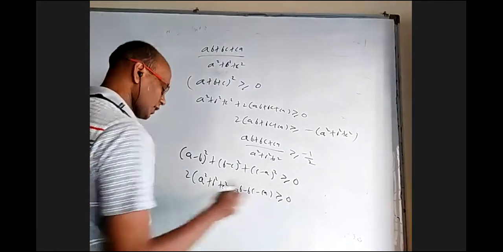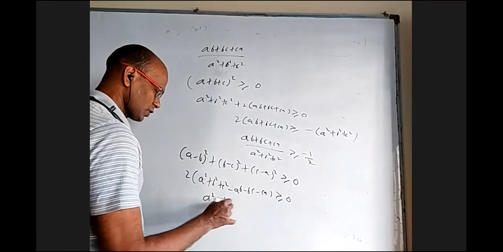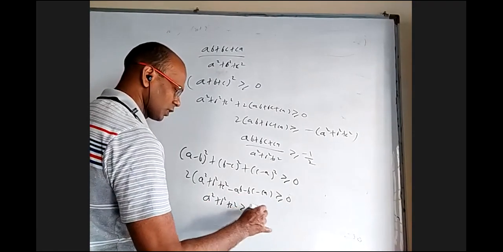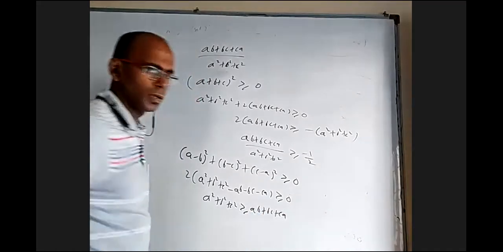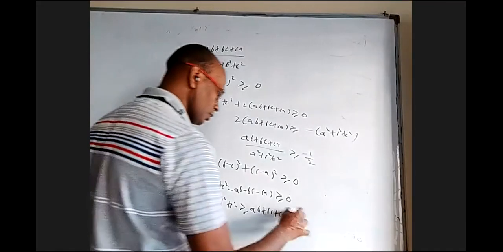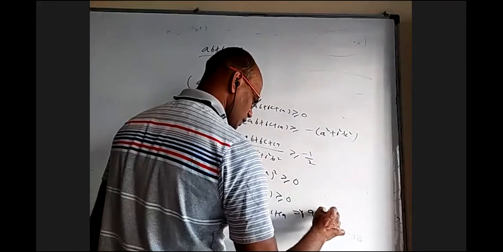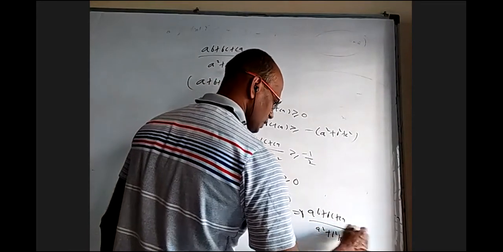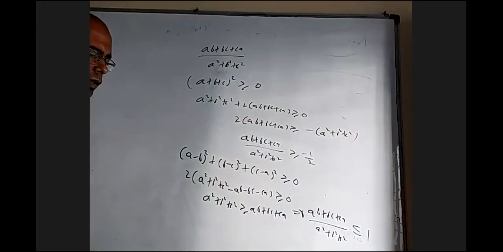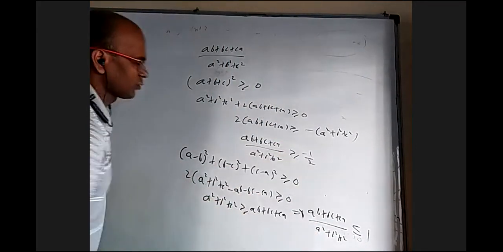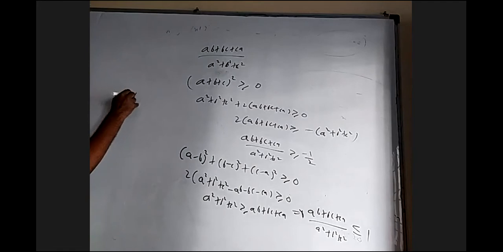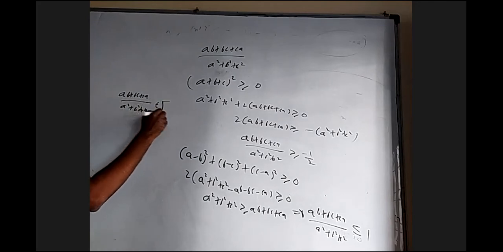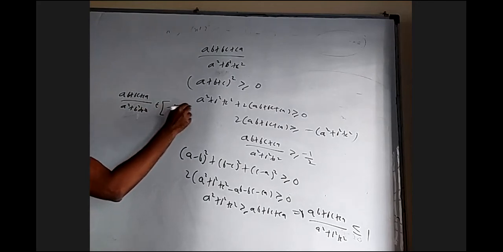Send this one to that side. You will get a square plus b square plus c square is greater than or equal to ab plus bc plus ca. When you divide here, you are going to get (ab plus bc plus ca) by (a square plus b square plus c square) is less than or equal to 1. So here came the minimum value, here the maximum value. So for (ab plus bc plus ca) by (a square plus b square plus c square), the range is minus 1 by 2 to 1.